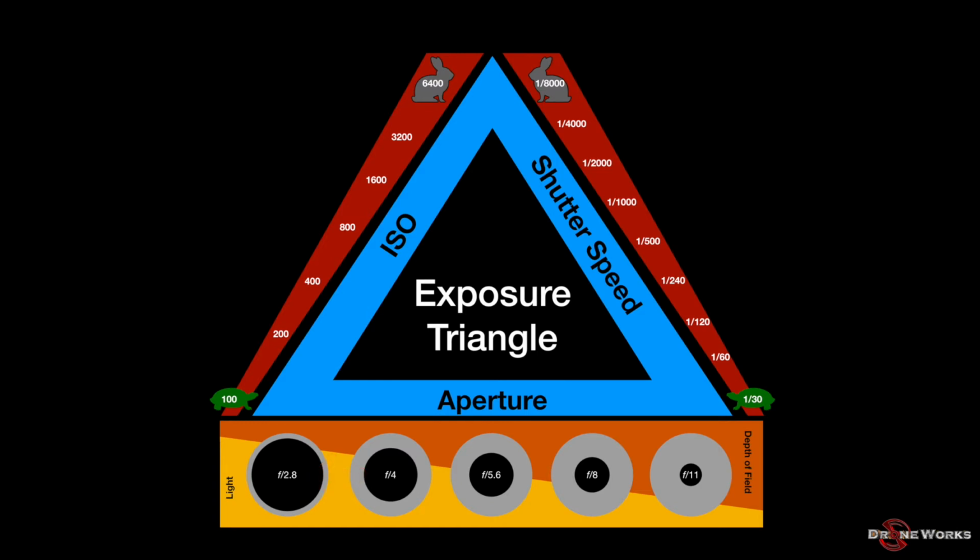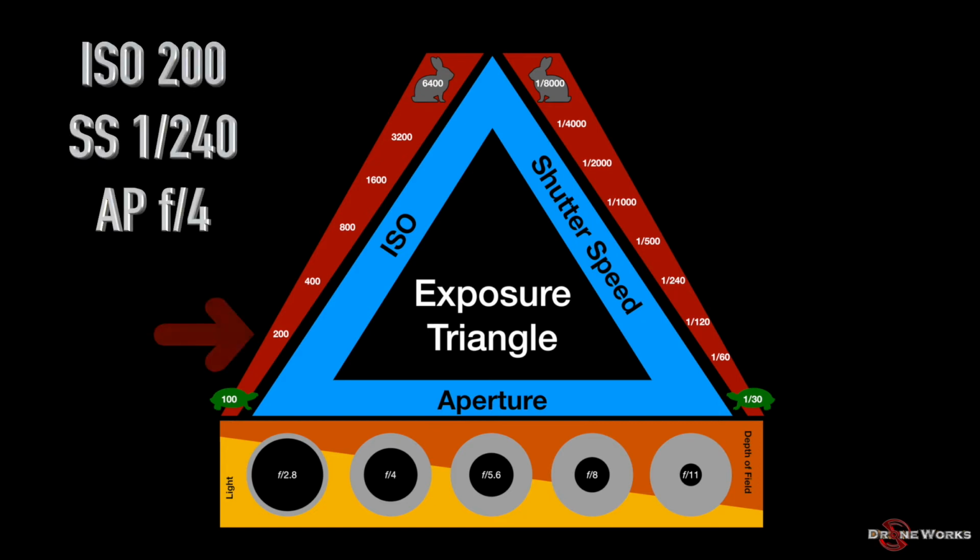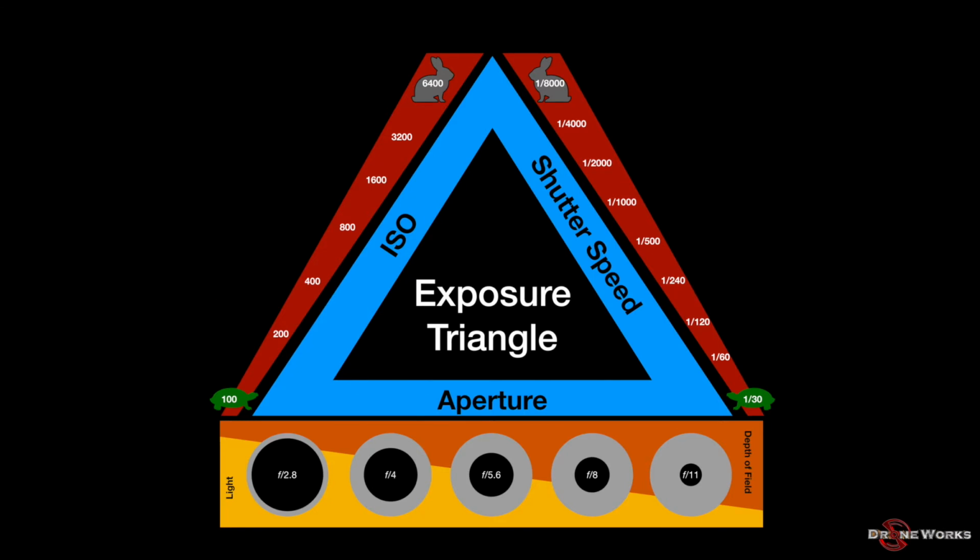Once a proper exposure is set, any change in stop in ISO, shutter speed, or aperture requires an equal number of stop changes in one or more of the other components to maintain the proper exposure. For example, a proper exposure for your scene is set at ISO 200, shutter speed 1/240th, and aperture of f4. If you want to change the aperture from f4 to f8, you are decreasing the amount of light by two stops. You will need to increase the light by two stops using one or both of ISO and shutter speed.